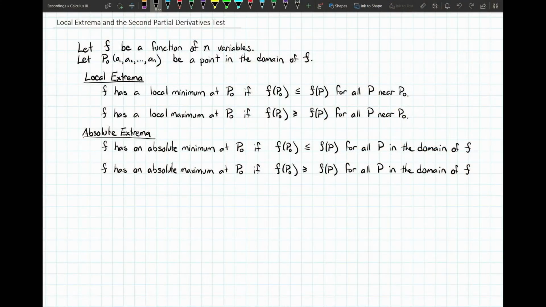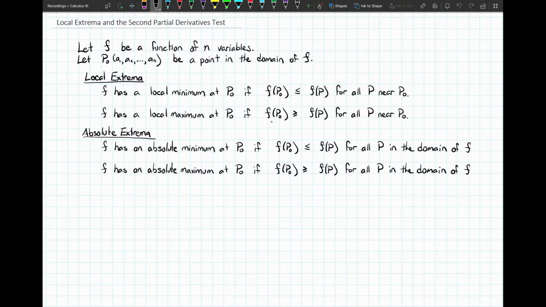If we have a function f of n variables, and let's say p naught is some point in the domain of f, it would be an n-tuple. That would mean it would have some coordinates a1, a2, all the way up to an. Then if we want to start taking a look at local extrema, we have a local minimum or a local maximum. A local minimum at p naught just means that f evaluated at the point p naught is less than or equal to f evaluated at any point near p naught. Same thing with a local maximum.